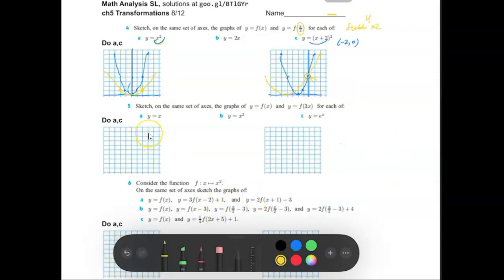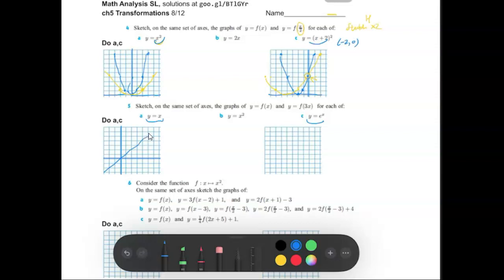Okay, let's go to number 5. So number 5, I'm going to do A and C. So I'm going to do y equals x. That's an easy graph. It's just a diagonal line, right? Y equals x is this line here.